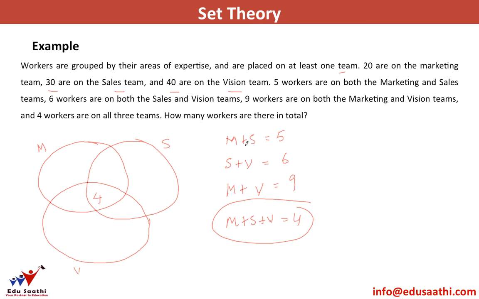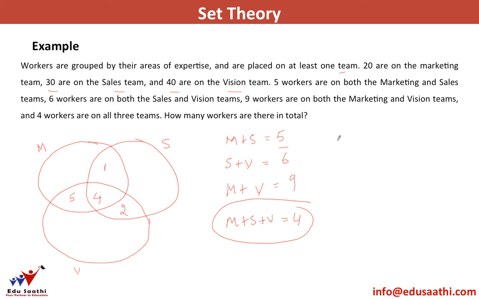Now I have marketing plus sales is equal to 5. So marketing plus sales is this region here. 4 is already written, so I'll just write 1 here. So marketing plus sales gives me 5. Now sales plus vision is 6. This is the area common to sales and vision. So I have 4 here. I'll write a 2 here. So this makes it 6. Marketing plus vision is 9. I already have 4, so I will just write 5 here.